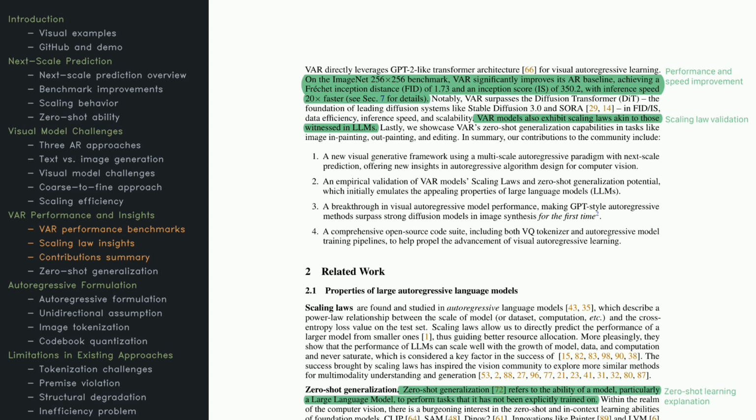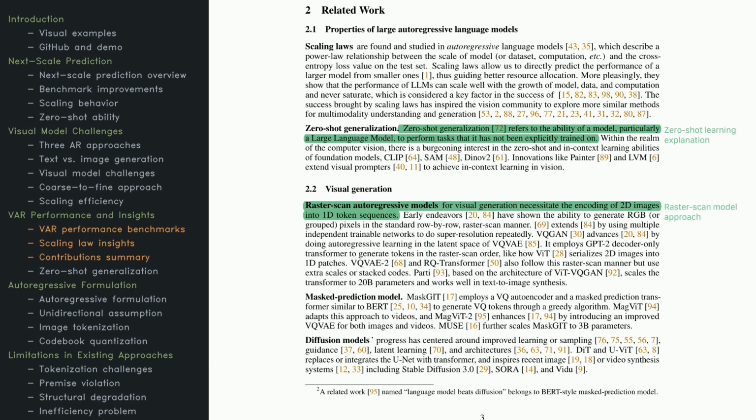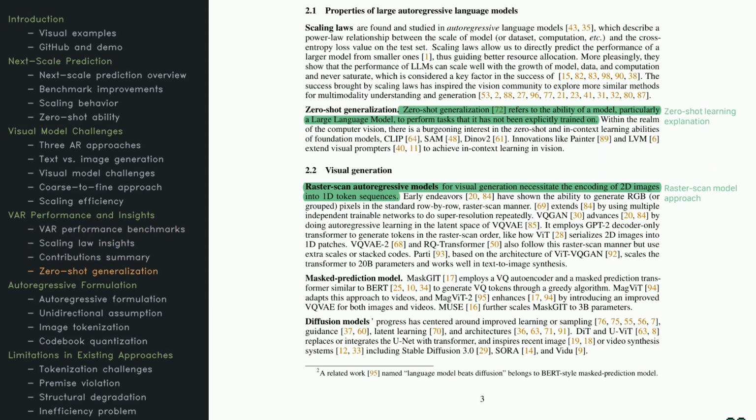In summary, their contributions are clear. They introduce a multi-scale AR framework, show that it follows established scaling laws, outperforms strong diffusion models, and provide an open-source toolkit. Let's move on to see how this relates to generalization and how VAR compares to other visual generation approaches. Next, consider zero-shot generalization.